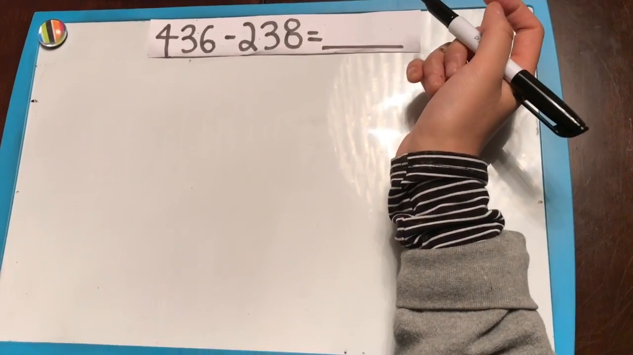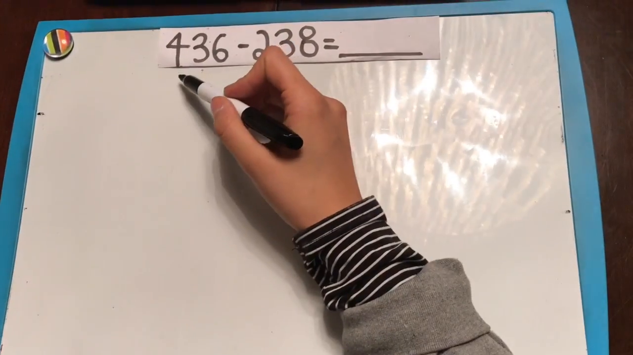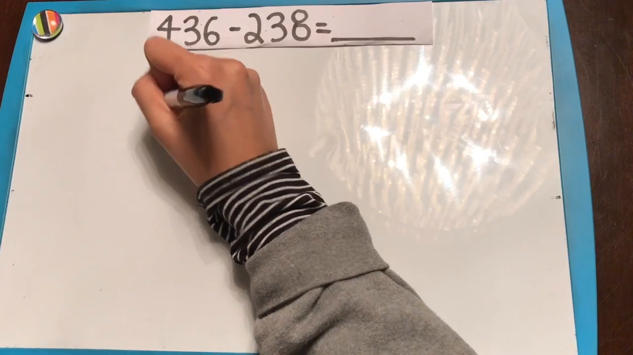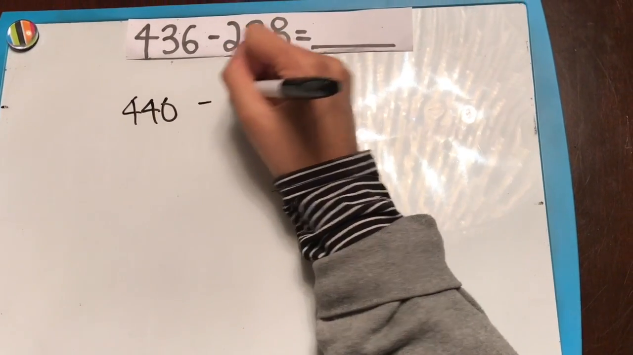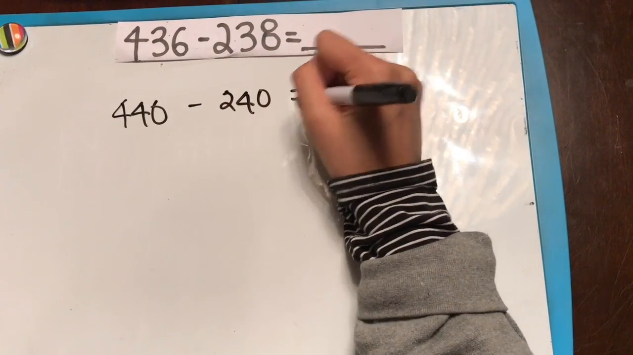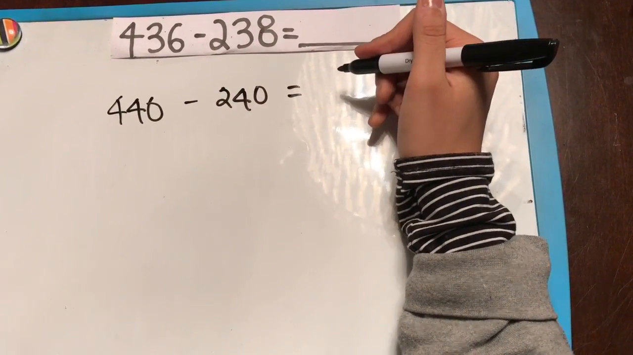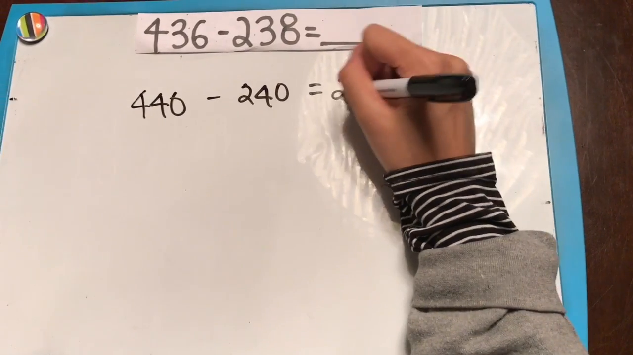To estimate the difference, I'm going to make friendly numbers. I'm going to round 436 up to 440, and I'm going to round 238 up to 240. Now I have two numbers that I can mentally subtract. 440 subtract 240 equals a difference of 200.